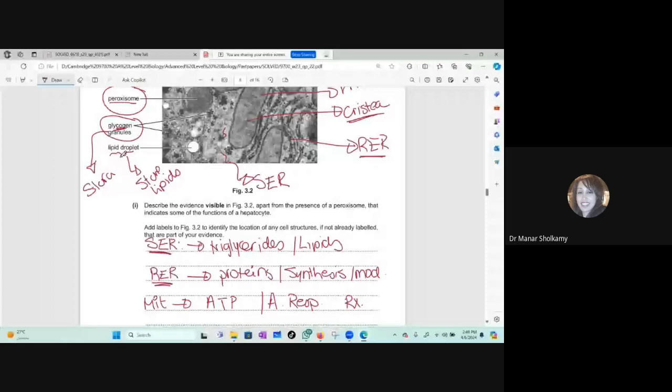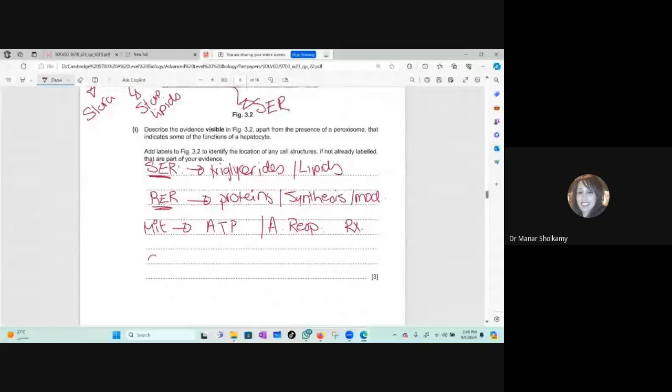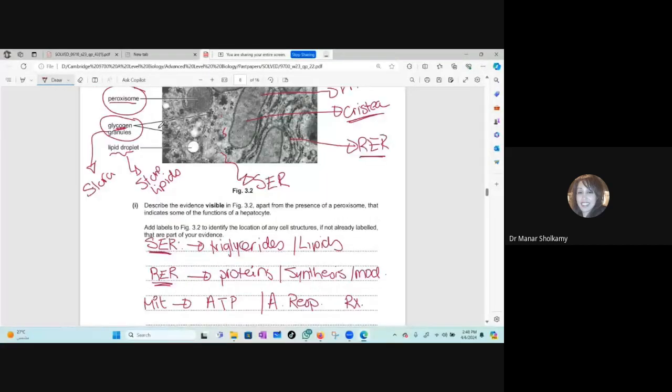Now, we also have other organelles that are already labeled. The glycogen granules and the lipid droplets. Glycogen granules store what? They store carbohydrates which are used to make energy. Yes, glycogen can be used in respiration, broken down. And the lipid droplets store even more energy. They store lipids. Okay, so this is out of 3 marks only. If you label only the mitochondria and the rough endoplasmic reticulum and you discuss their functions, you will take the grade.